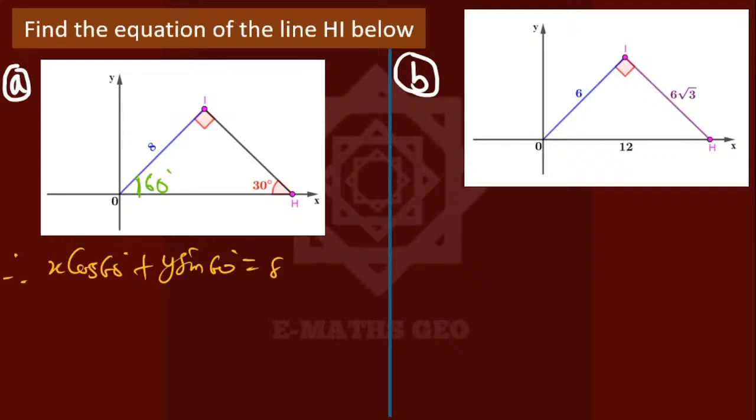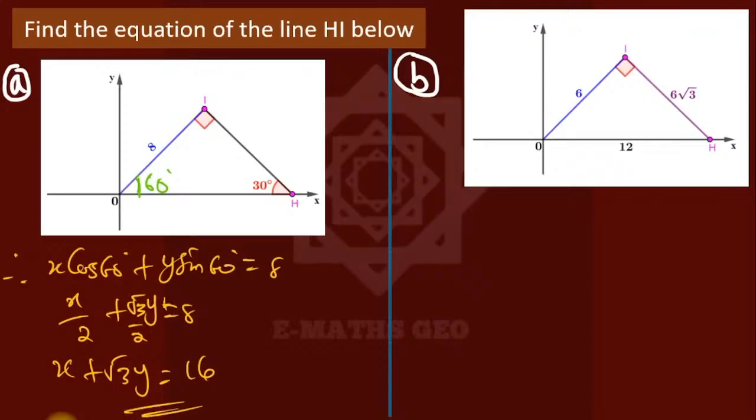And cos 60 is half, so I have x over 2 plus sin 60 is root 3 over 2, so I have y times root 3 over 2 is equal to 8. So to clear the fraction, multiply by its LCM, which is 2, so I have x plus root 3y equal to 16. So that is our first answer. So coming to the second one.